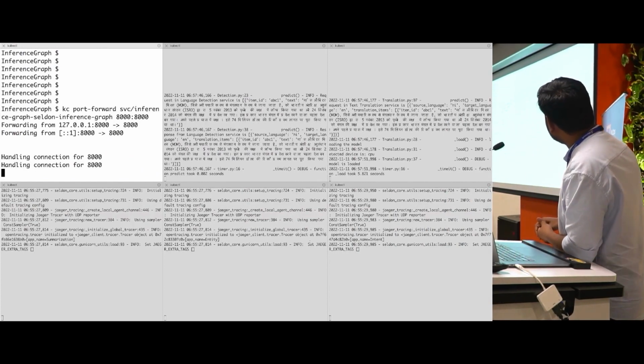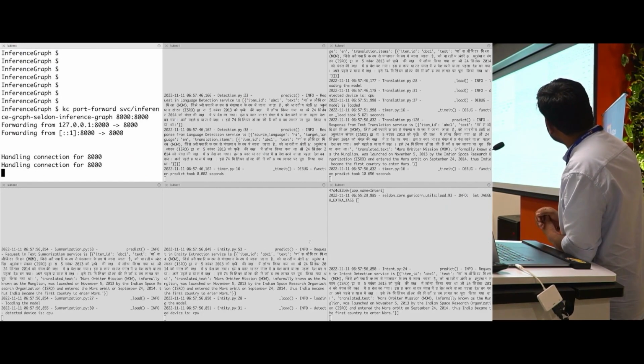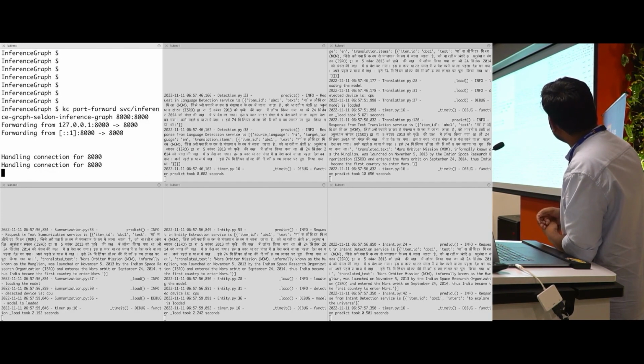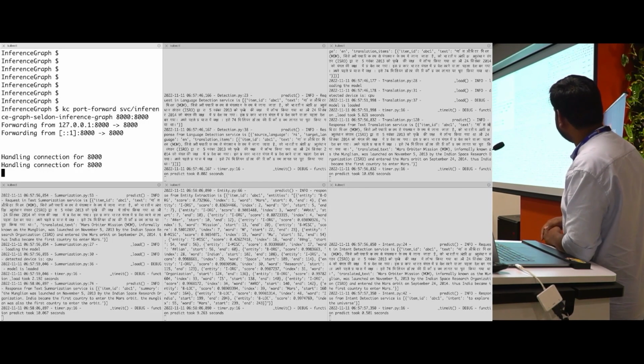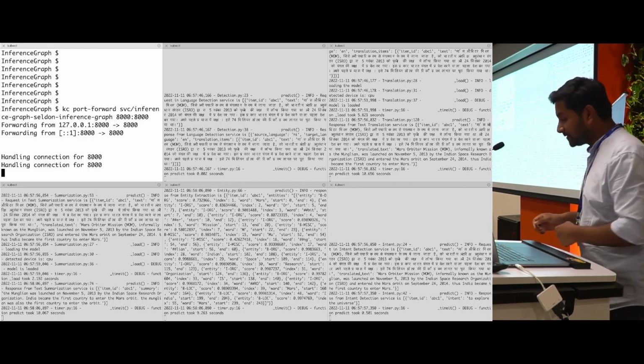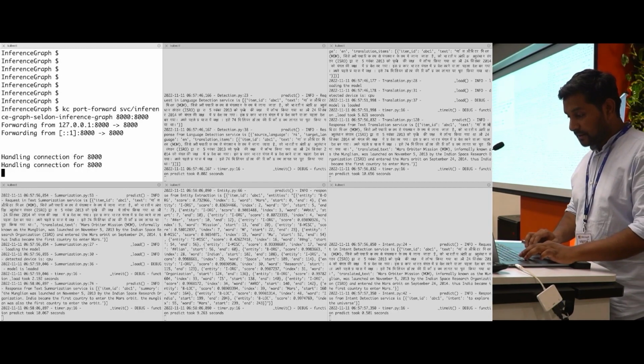and we see that the bottom three services are still waiting to get the traffic because the initial services are processing it. The translation service is processing, and then once it is processed by the first two services, the traffic goes parallelly to the downstream three services, the intent, summary, and entity, and it is getting processed parallelly. Once it's done, we'll get a response back. Yeah, so it's done. All the services are done.